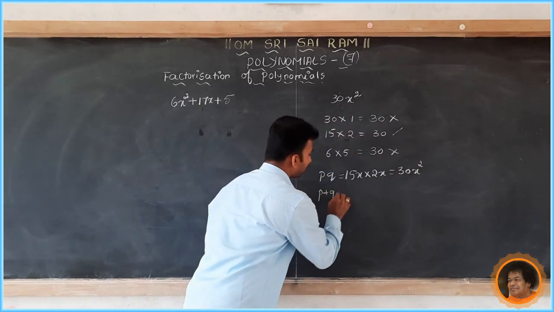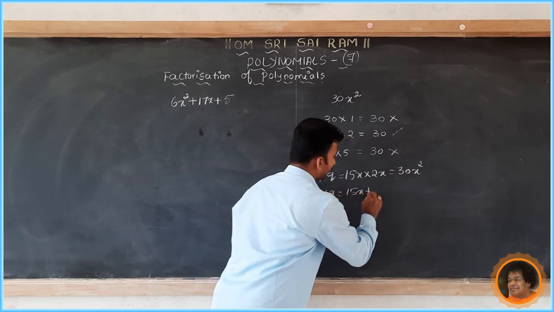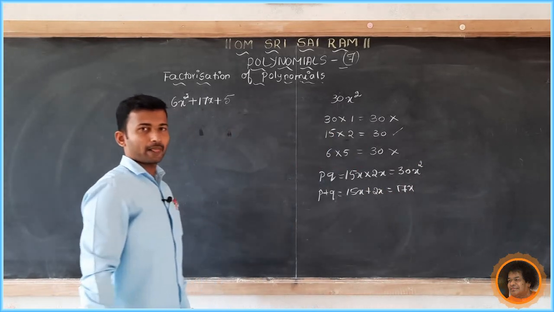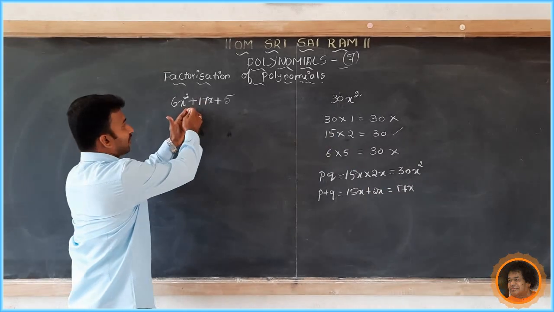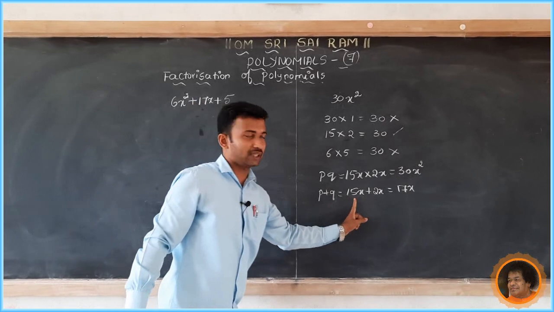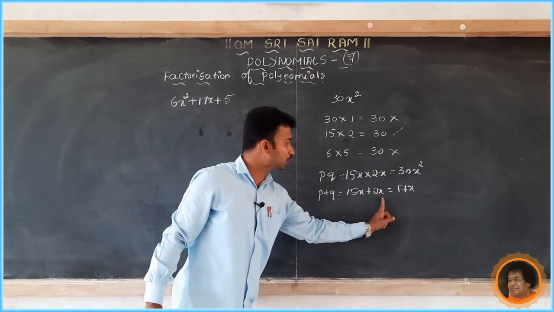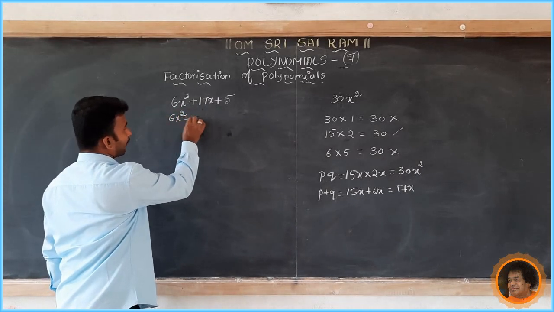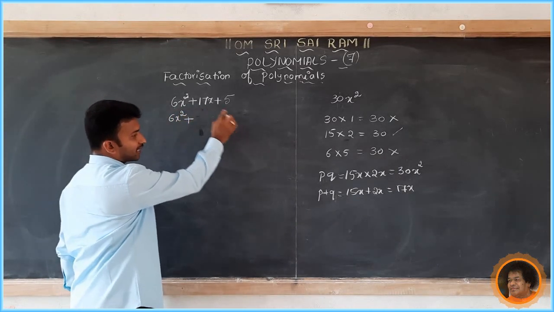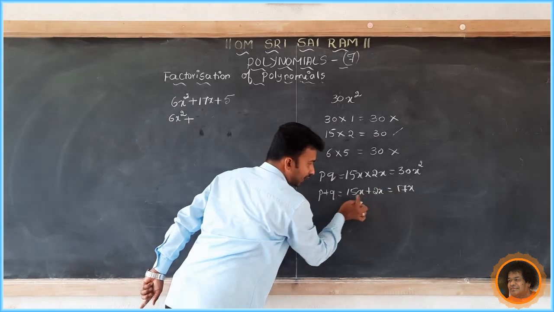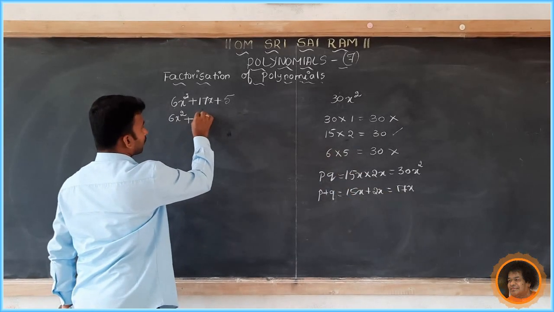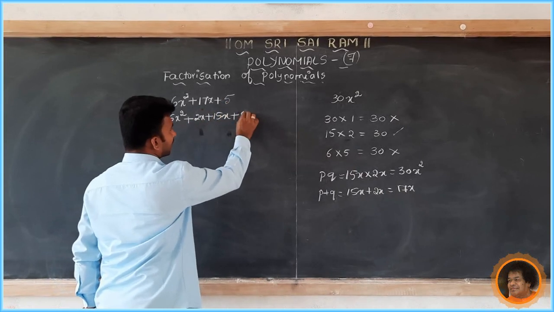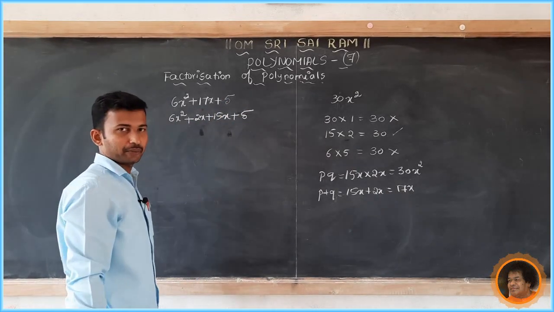What about the sum of both? 15x plus 2x is equal to 17x. Now we split the middle term 17x as two terms, 15x plus 2x. Now 6x square, what is 17x? 17x is equal to 15x plus 2x, plus the last term c as it is, 5.